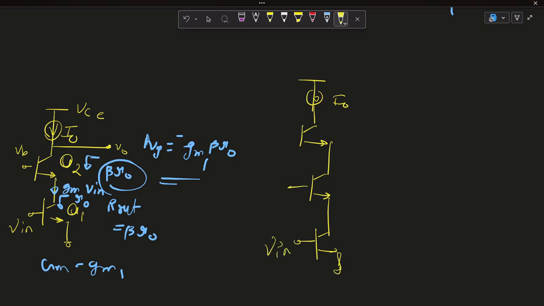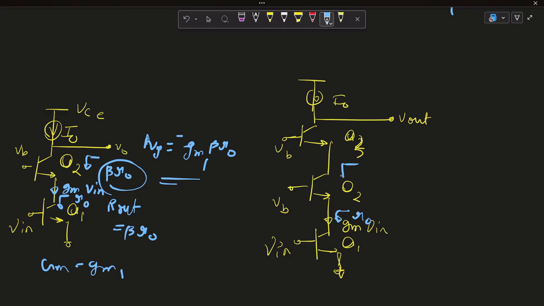this is our B in the AB bias, and this is also our B bias, Q1, Q2, Q3, and the small signal current is GM V in, and this is our V out. If we see the output impedance looking into each transistor, for this transistor it is R naught, and for this transistor it is beta R naught. So R naught is 100 kilo ohms, and beta R naught is 100 times 100 kilo ohms, so it is in mega ohms.